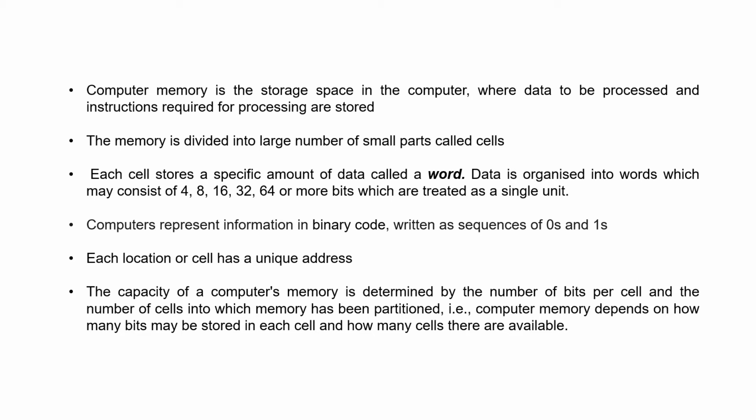The capacity of a computer's memory is determined by the number of bits per cell and the number of cells into which the memory is partitioned. That is, the computer memory depends on how many bits may be stored in each cell and how many cells are available.